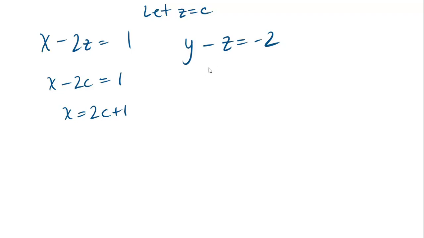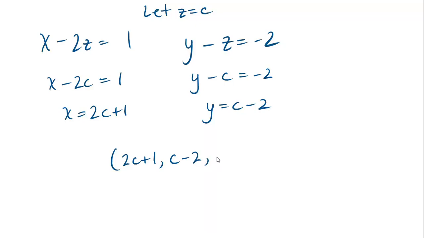When I plug c in for z in the second equation, I get y minus c equals negative 2, and adding c to both sides, I get y equals c minus 2, or negative 2 plus c. It doesn't matter what order you write that in. And so our recipe is the first coordinate has to be 2c plus 1, the second coordinate has to be c minus 2 when the last coordinate is c. Let me write that on the first screen.